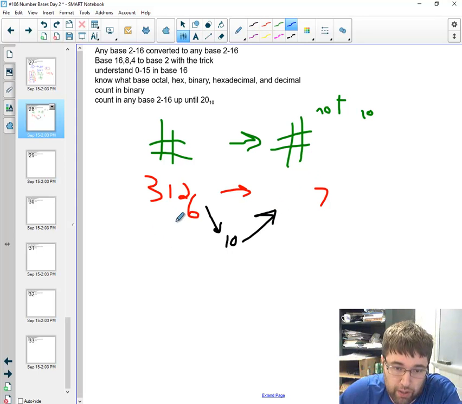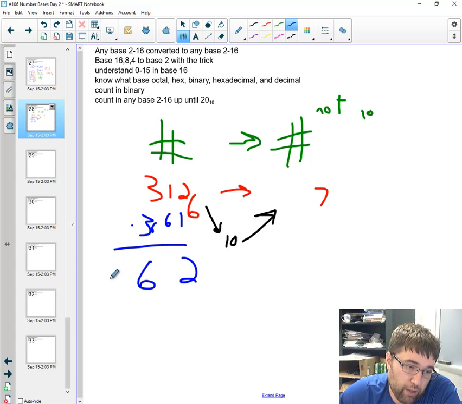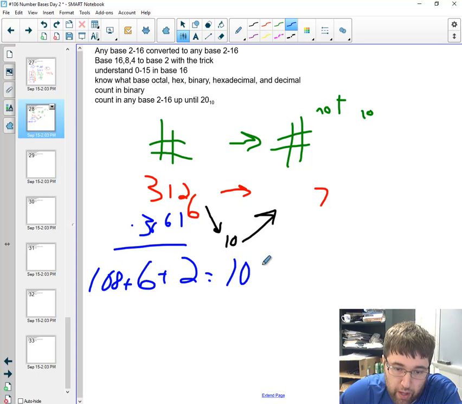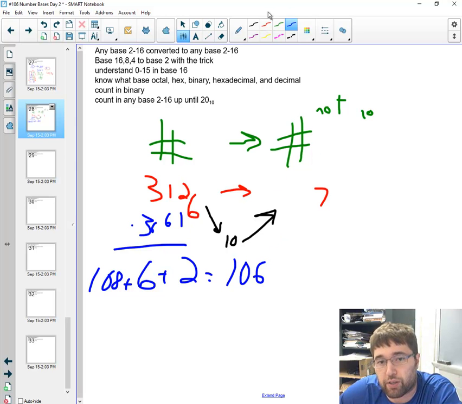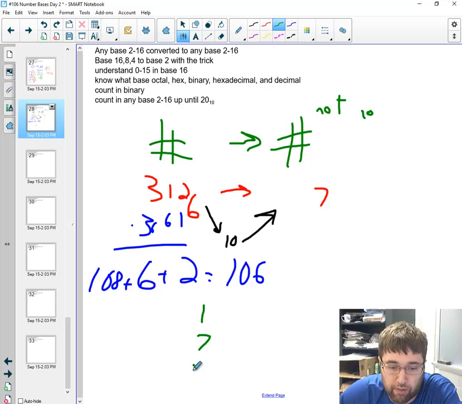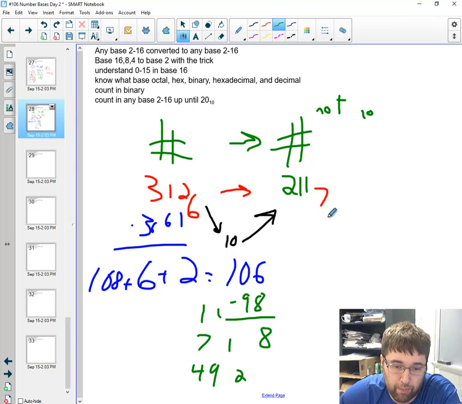To do that, it's simple. 1, 6, 36, multiply it all out, we get 2, 6, and 6 times 2 is 18, plus 9 is 108. Add these all up, we get 106 base 10, and then we take 106 to convert to base 7. So we have 1, 7, 49, and then a really big number. So we go 98, subtract, we get 28, so 211. So this is 211 base 7, and that's how we convert any base to any base.